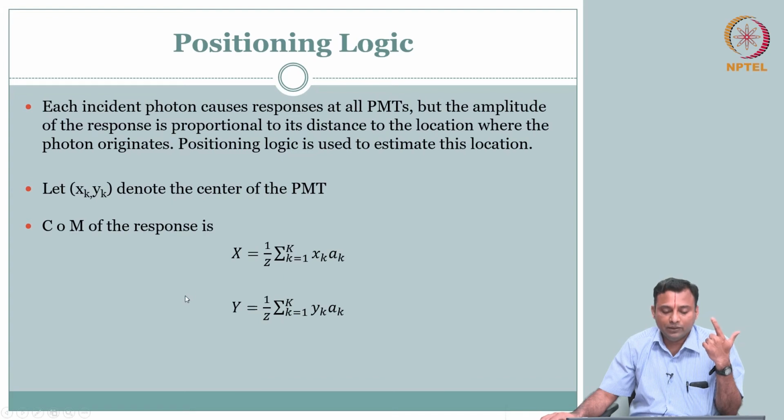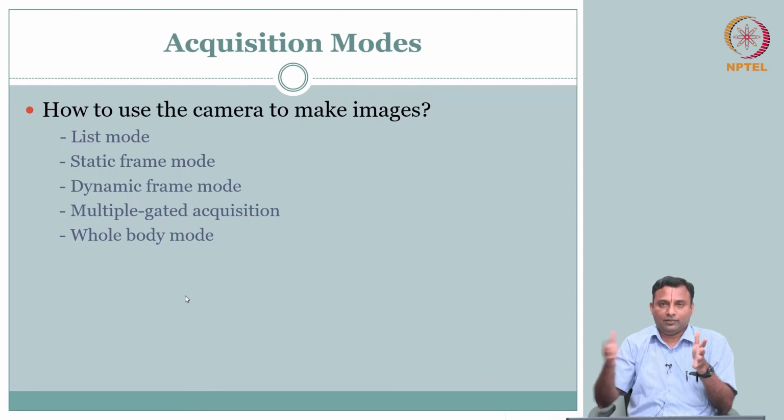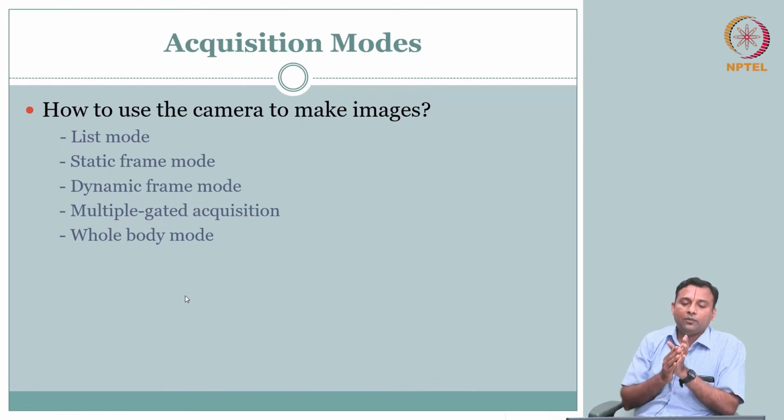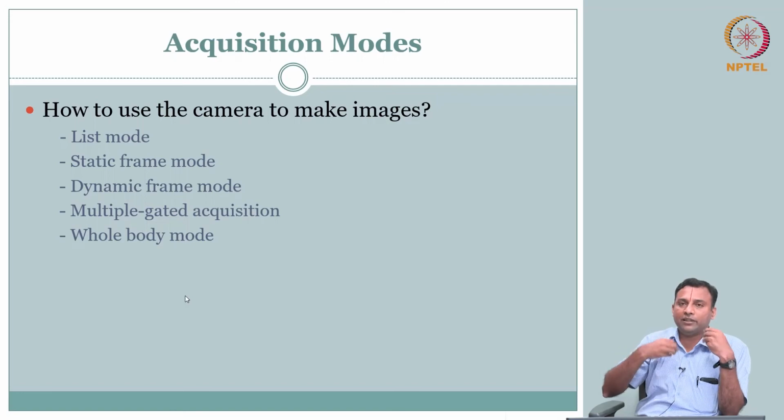Clear? That's all, we got it. Now the question is, what are the different acquisition modes? When I do this, the radioactivity is coming. You cannot stop the sources. After you prepare the patient, the radiotracer is giving out radiation. No control over that.